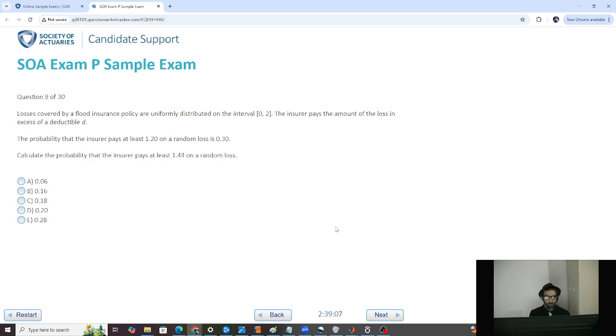Okay, losses covered by a flood insurance policy are uniformly distributed over the interval from 0 to 2. The insurer pays the amount of the loss in excess of a deductible D. Probability that the insurance pays at least 1.2 on a random loss is 0.3. Calculate the probability that the insurer pays at least 1.44 on a random loss. Okay. The insurer only pays in excess of the deductible. Fine.